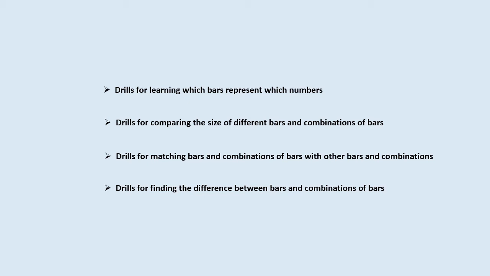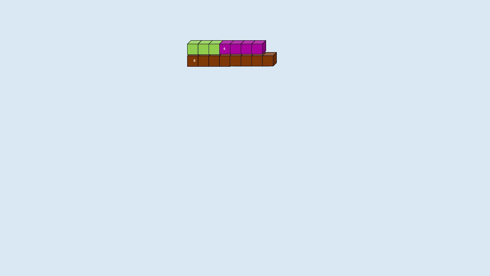Now here are some drills on comparing the size of different combinations of bars. Say, let's find out which is bigger, a brown bar or a light green bar next to a purple bar. Then lay out the bars and ask which is bigger. Now give your child a different combination. For example, an orange compared to a yellow next to a light green. Ask your child to lay out these bars and say which is bigger.